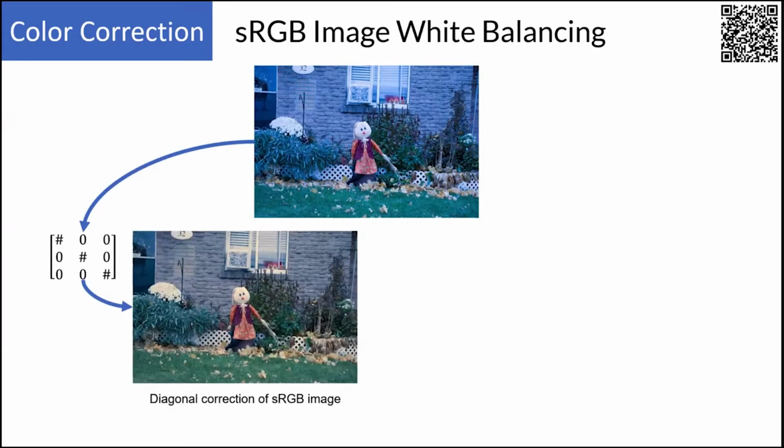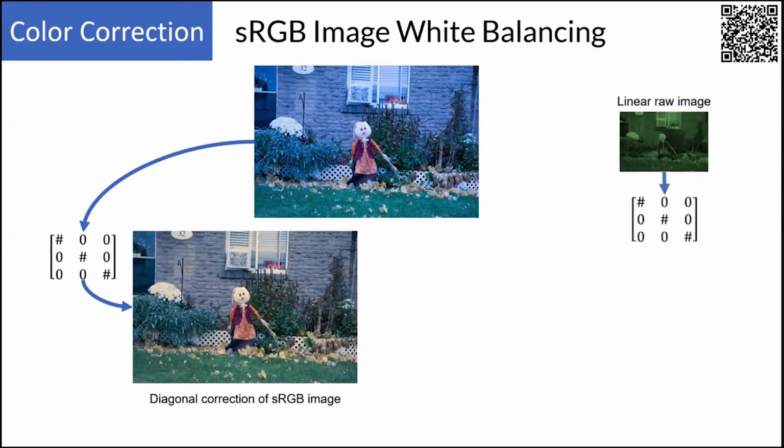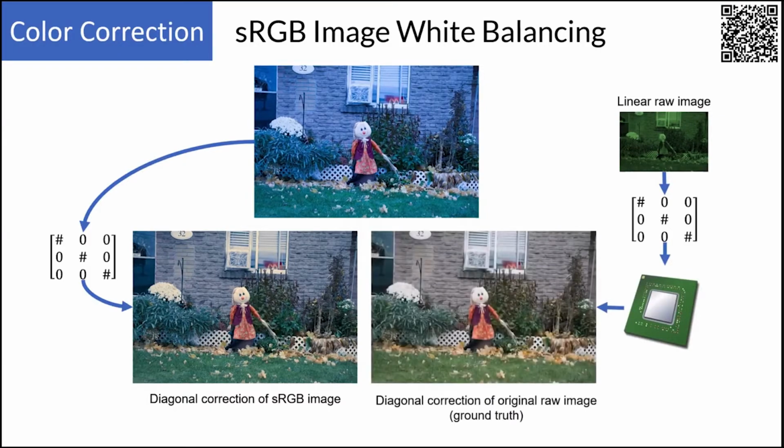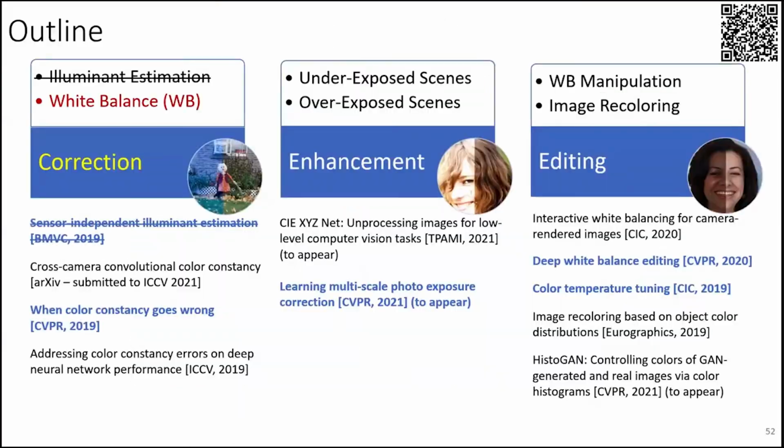And when we compare this result with what we got when we apply white balance correctly in raw, followed by applying the nonlinear ISP operations to get the final sRGB image, we can see the difference between this diagonal correction of sRGB colors and the ground truth, if you apply the white balance correctly in the raw image, followed by the full rendering process. And that's what we try to achieve in this paper.